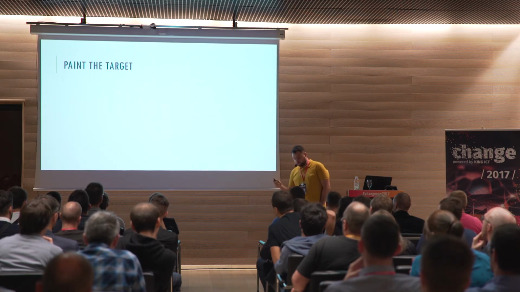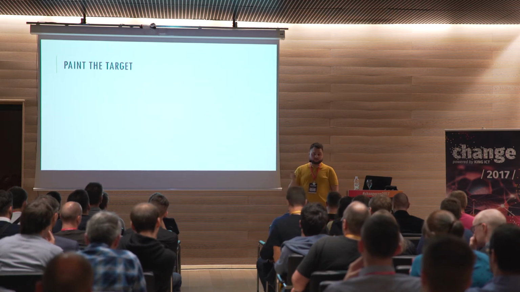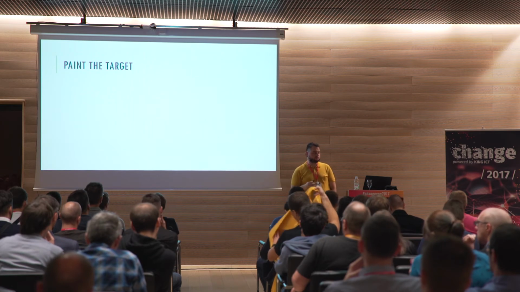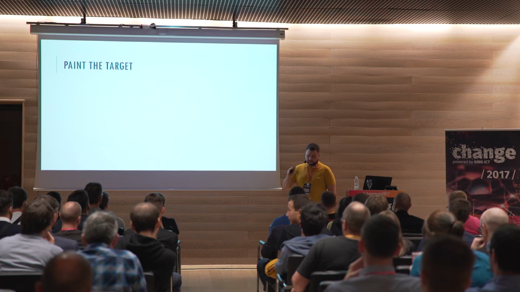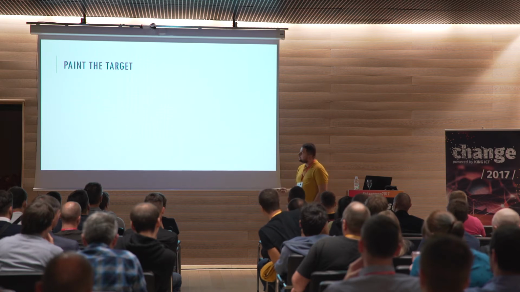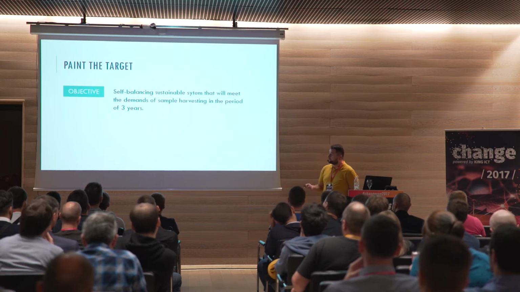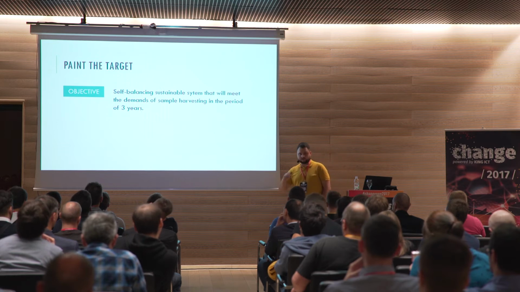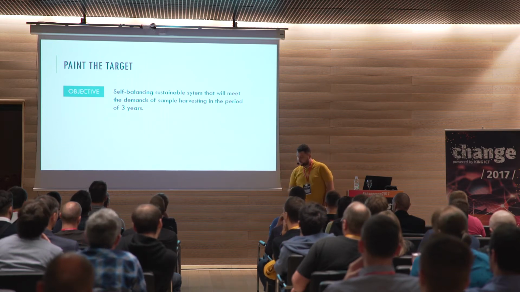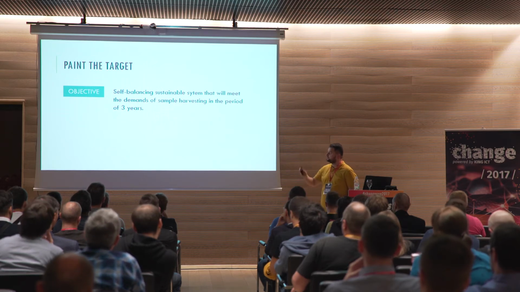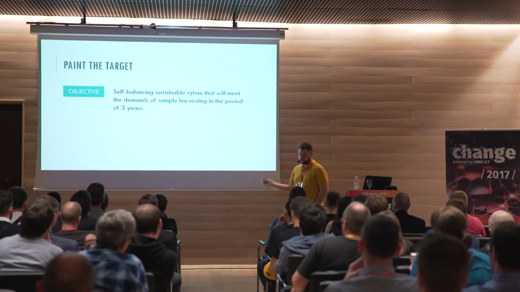Before we start designing and building our system, we have to paint a tiger, so to speak, so that we are all aware what we're designing and why we're designing it. So to start off, we have our objective for our system. That's the harvesting part of this entire system. So we want our system to be a self-balancing, sustainable system that will meet the demands of sample harvesting in the period of 3 years.